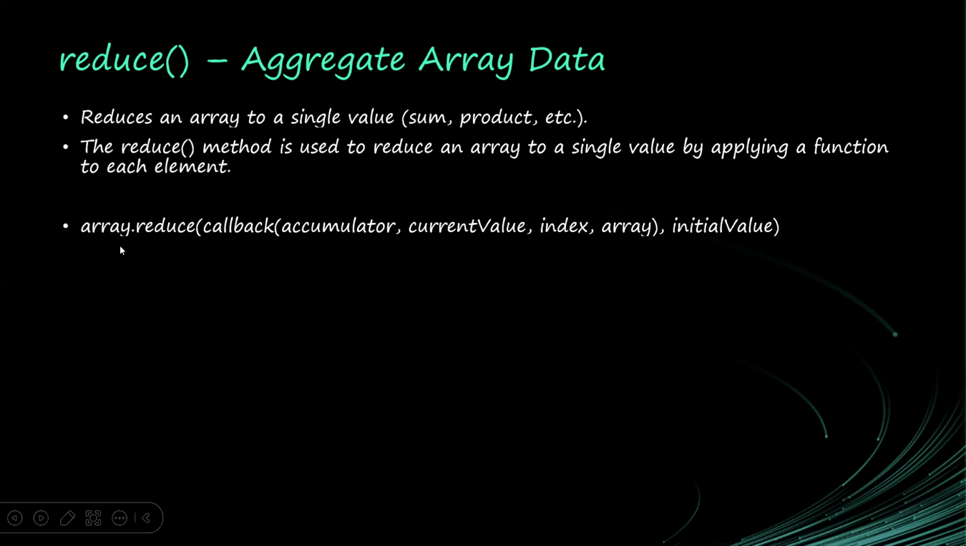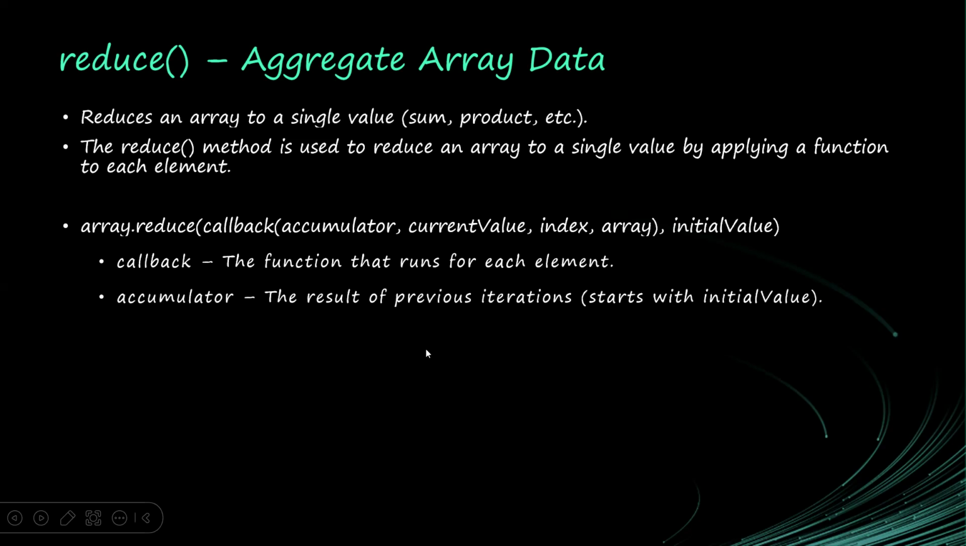Look at this. It says array.reduce, and it has a callback function and the initial value. Now this is the accumulator, this is the current value, this is the index, this is the array. Let's break them down one by one. The callback function is just a function that runs for each element.